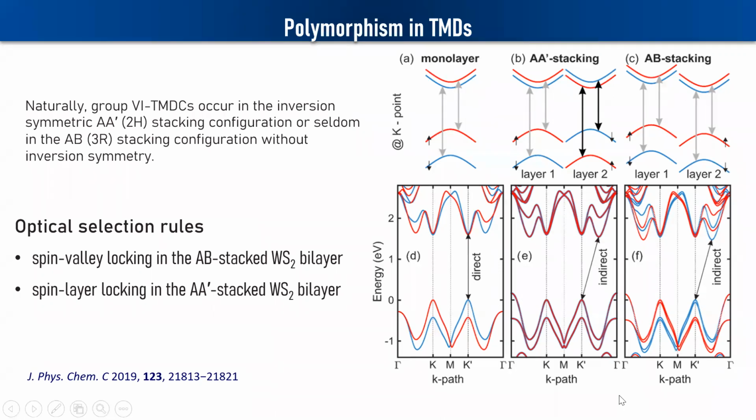system. And in this case, you can have excitations which happen within each layer. So this gives rise to features like spin valley locking in the case of AB stack WS2 bilayer and spin layer locking in the case of A prime stack WS2 bilayer. So these are some of the interesting aspects of the different types of polymorphs in the transition metal dichalcogenides.